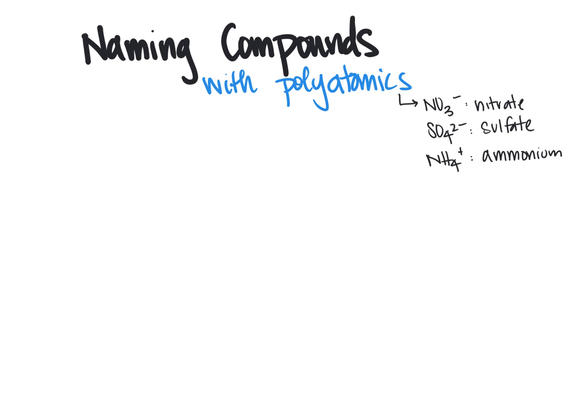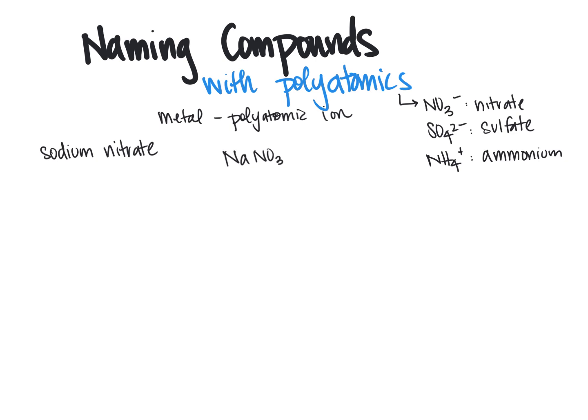When we name them, if it is a metal with a polyatomic ion, it is just the metal and the polyatomic ion. For example, if we have NaNO3 as the chemical formula, we know that Na is sodium and the NO3 is nitrate. They just keep the name that they have on the polyatomic sheet. And so we can set those up.